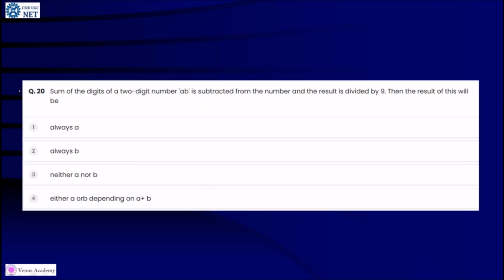Next, question number 20. The sum of the digits of a 2-digit number AB is subtracted from the number and the result is divided by 9. Then the result of this will be option number 1. Always A is the correct option, students.